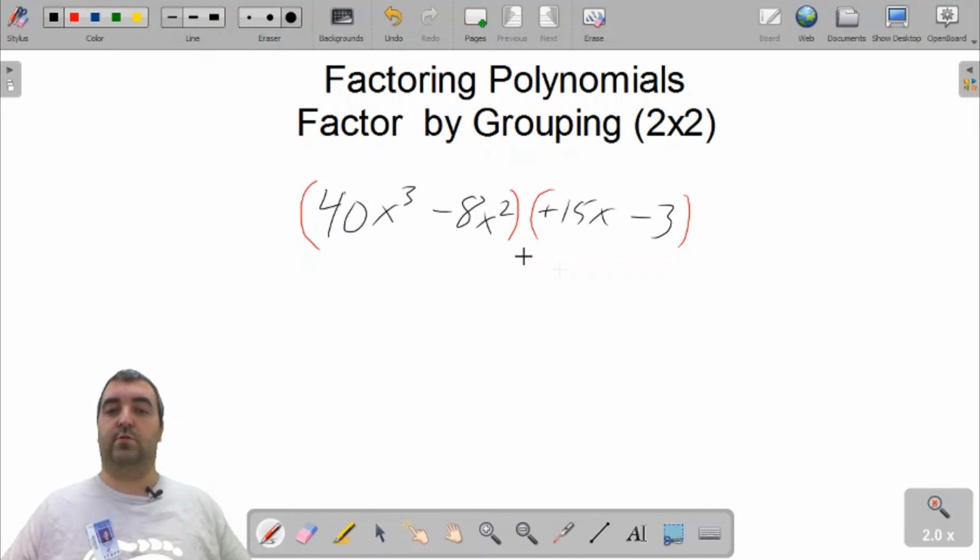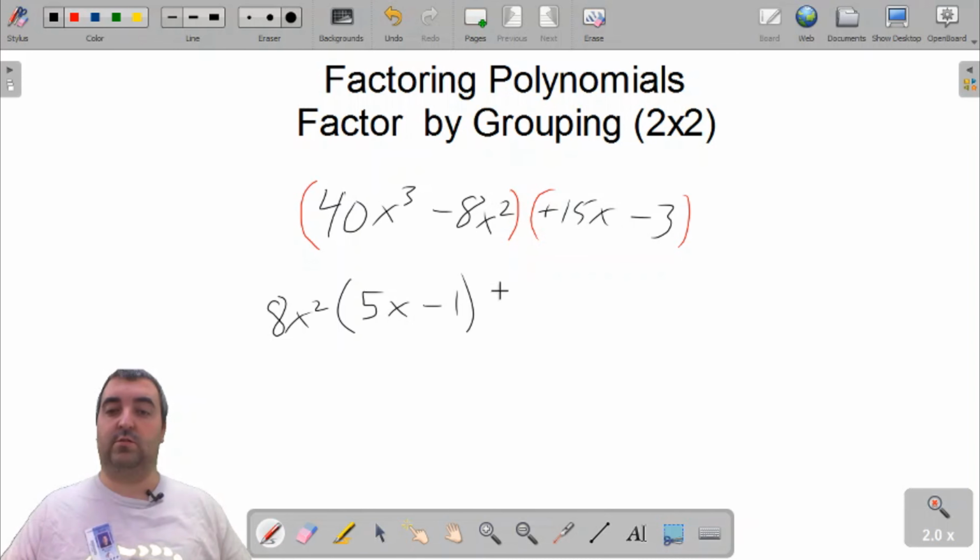So you group, and then just like with product sum, we can do the GCF. So 40 and 8, the GCF there is 8. And with the x cubed and the x squared, the GCF there is x squared. So we take that out, so we're left with 5x minus 1. And for this one, both have a 3, so we're going to take out a positive 3. So we get 5x minus 1.